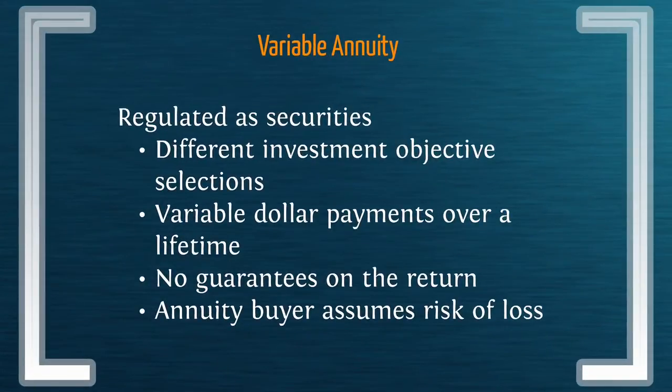A variable annuity is treated differently from fixed in that they're treated and regulated as securities. The investor can choose different investment objectives from very risky to stable, low risk type of options. And the dollar payments will vary based on those returns for the investor's lifetime. There's no guarantees on the returns, of course, since the investor and or the annuity buyer is assuming the risks of that investment.